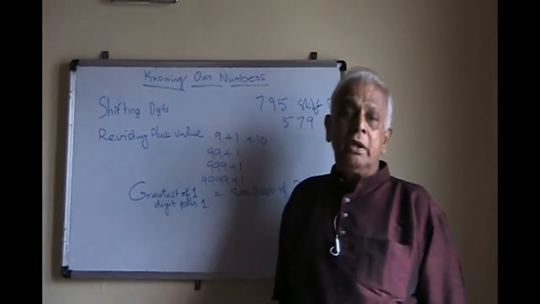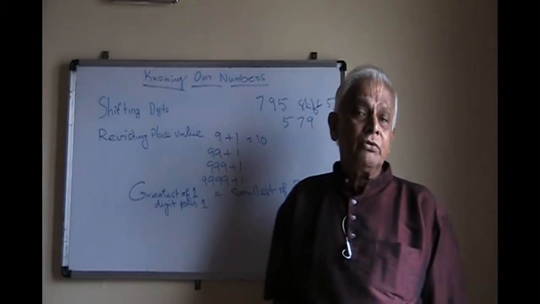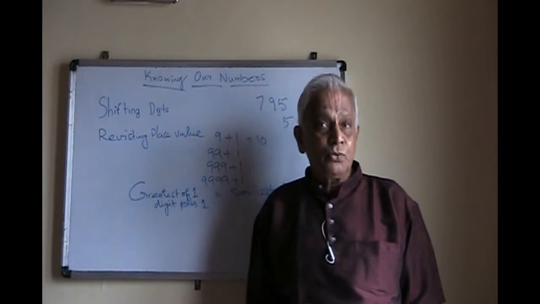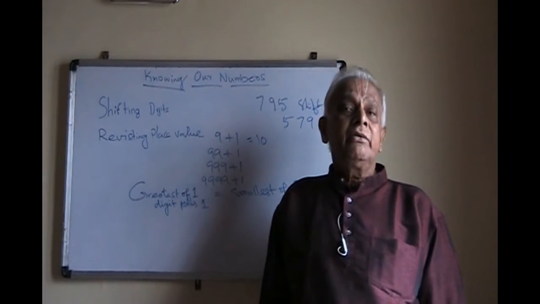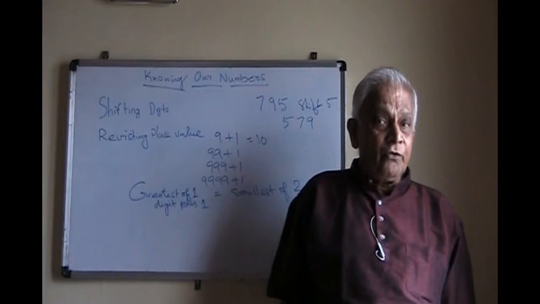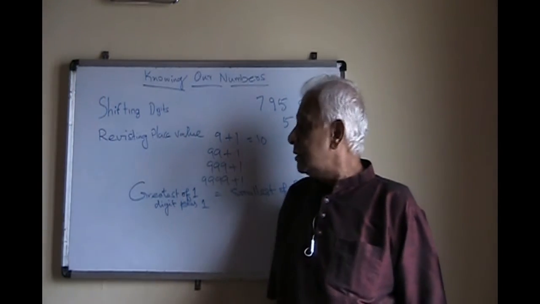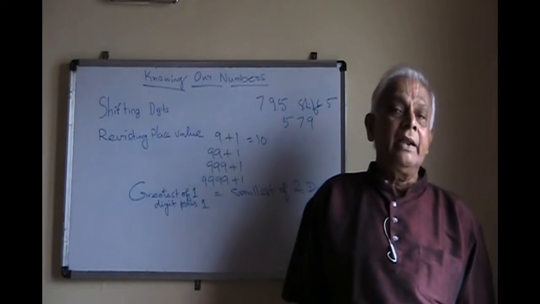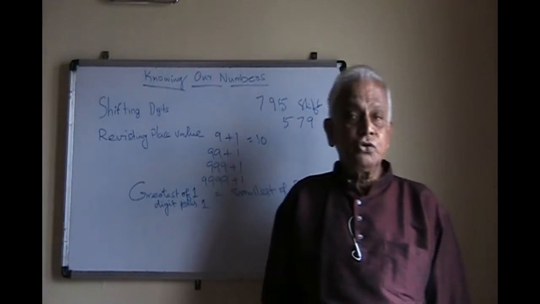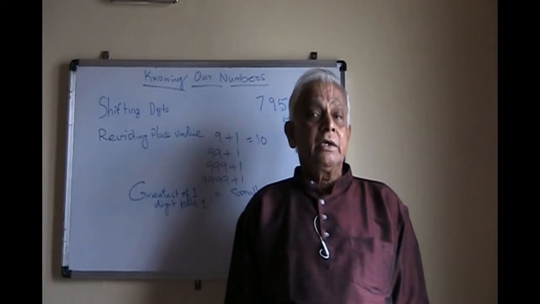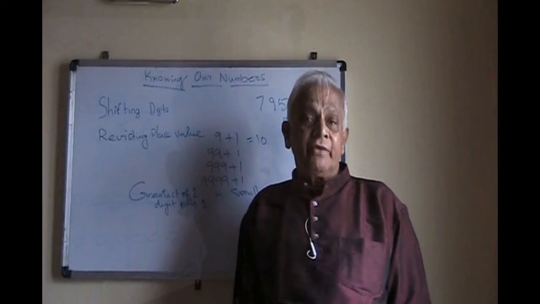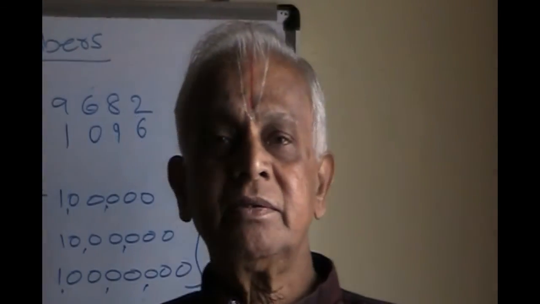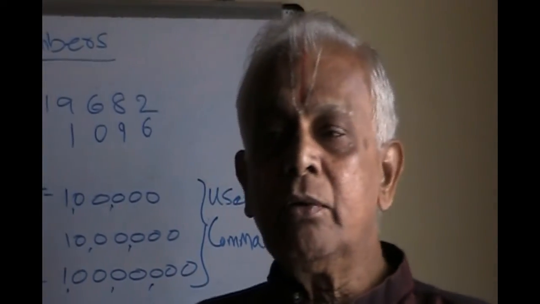As it goes on, 999 plus 1 goes to 1000, which is the smallest of the four-figure numbers, and 9999 added with 1 goes to 10,000, the smallest of the five-figure numbers. This is how revisiting the place value is understood.